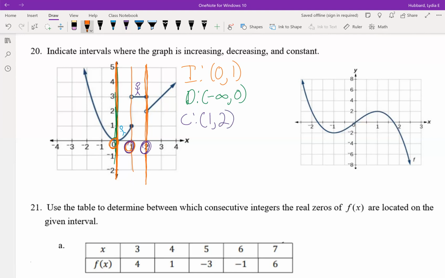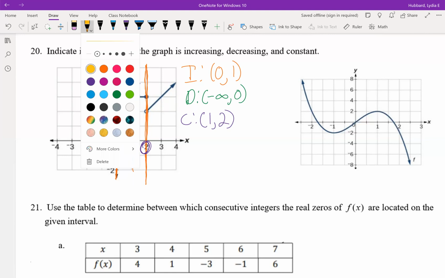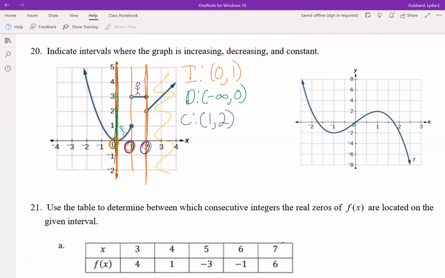In our last interval that occurs here, our little man would be going up the hill. So he is increasing again, so we union from 2 and on until infinity. And so that would be our behavior.